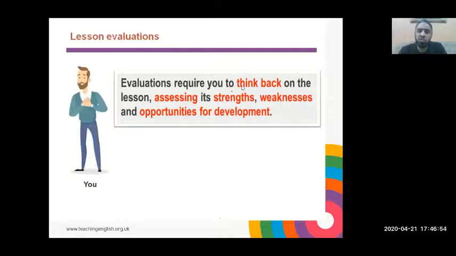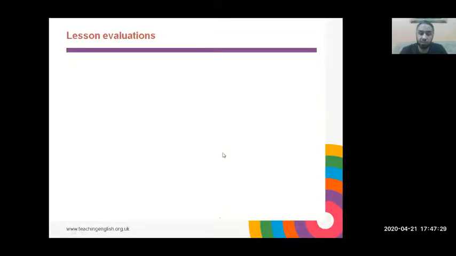Evaluation requires you to think back on the lesson, assessing its strengths, weaknesses, and opportunities for development. So, if you have to evaluate your work, you don't have to mention the weaknesses only. You have to find the strengths to consolidate them for the future, and work on the weaknesses also, and find new opportunities for development.